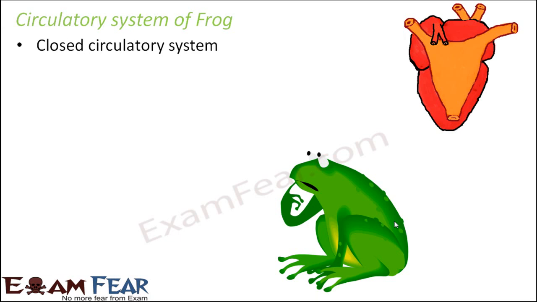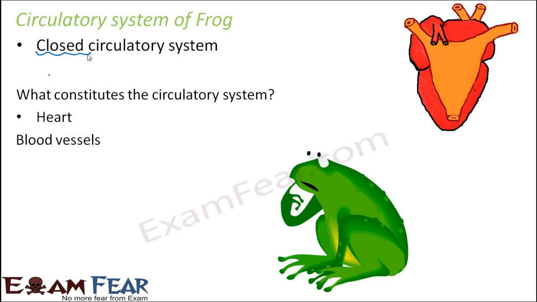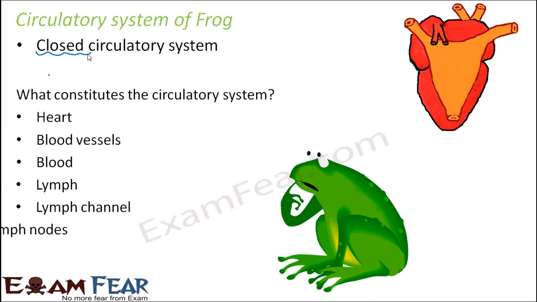So when I talk about circulatory system of frog, they have a closed circulatory system. That means the blood is confined to specific tubular structures called blood vessels, and we do not see organs floating in blood. So what constitutes the circulatory system? What are the different organs which together form the circulatory system? Heart, blood vessels, blood of course, lymph channel, lymph nodes. So these are some of the things which together form the circulatory system.